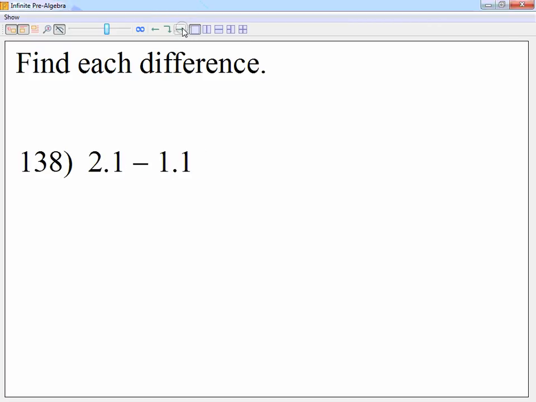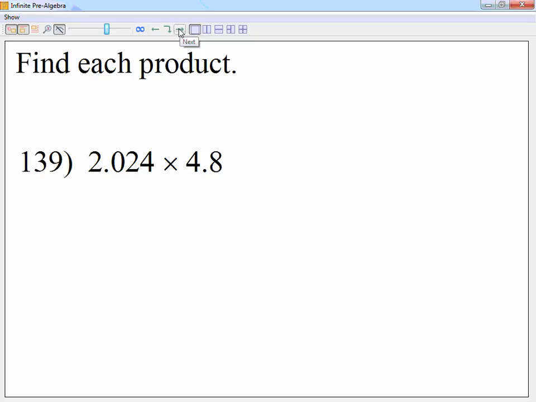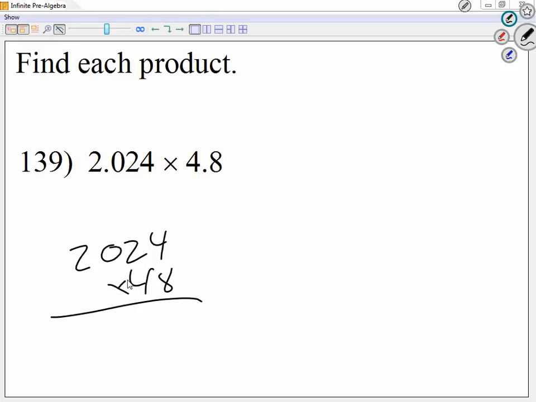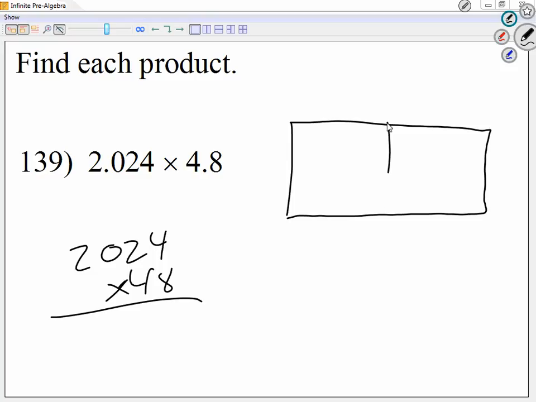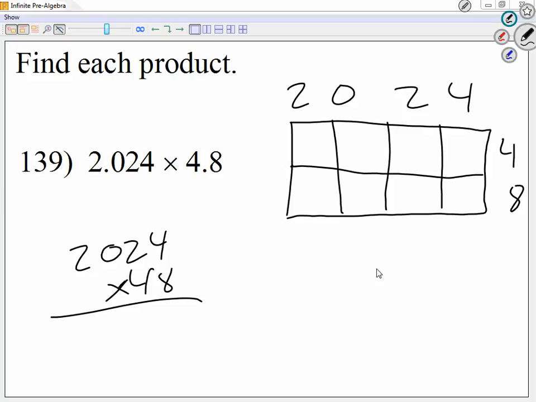All right. Now looking at 139, I multiply those numbers. I know you guys know your traditional way. Right now I'm ignoring my decimals. You guys know how to multiply like that. When there's too many digits, I usually use the Lattice method, the little boxes. So I'm going to do 2024 multiplied by 48. I know my little boxes are cut in half.